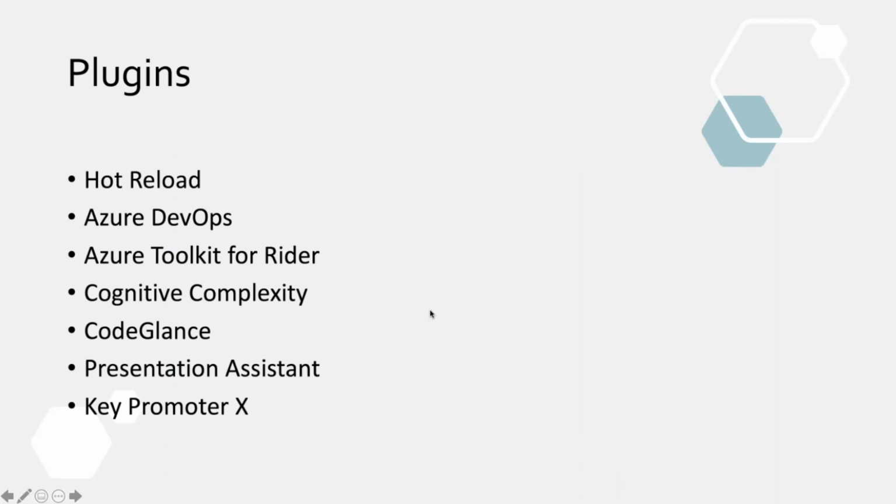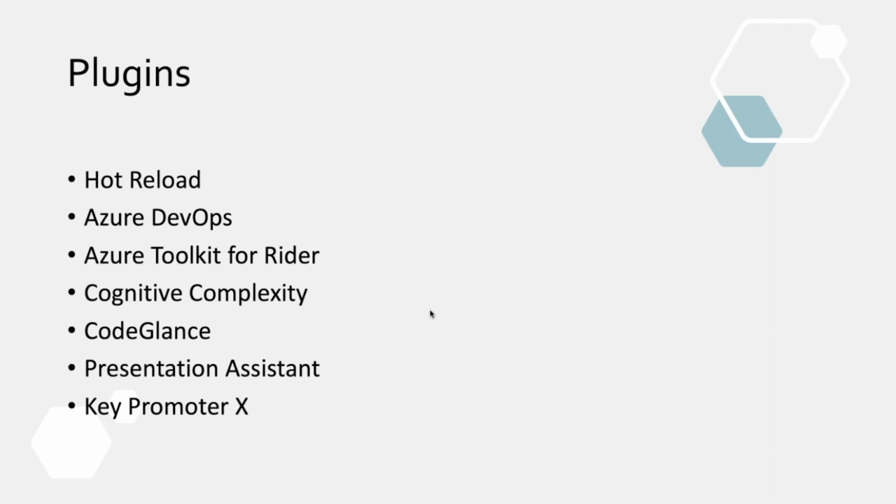Plugins. So last but not least, bunch of plugins available. There's some of the obvious ones, the hot reload that I touched on, Azure DevOps plugins. There's an Azure Toolkit for Rider, which allows you to browse your Azure services. So if you're working with Azure quite a bit, that toolkit's really nice. There's a cognitive complexity plugin out there, and that is basically trying to measure your code complexity and make sure you're writing maintainable code. So it gives you some metrics on that.